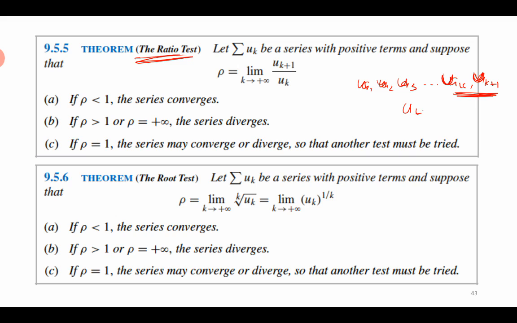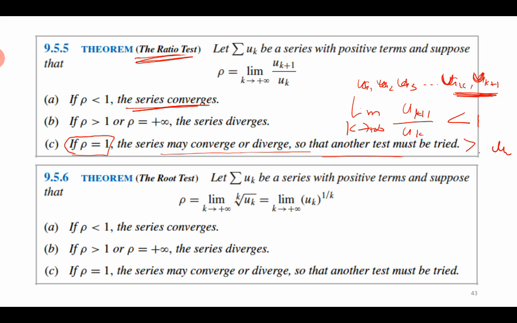The k plus 1th term divided by the kth term, and then take the limit of the ratio as k goes to infinity. If the answer is less than 1, the series converges. If the answer is greater than 1, it diverges. If it is equal to 1, it is inconclusive. This method fails. So very simple.